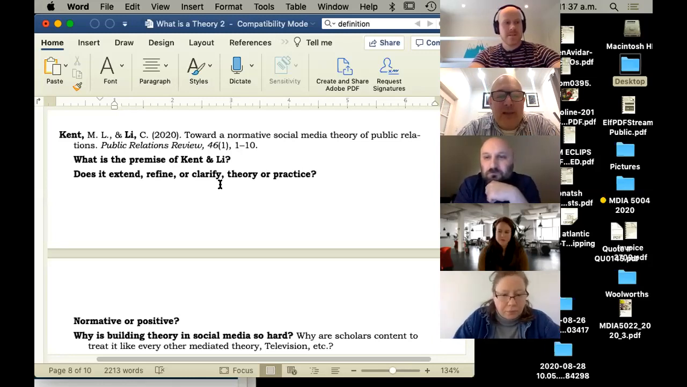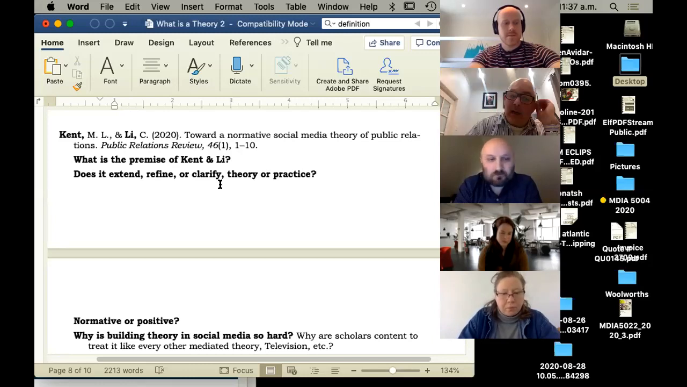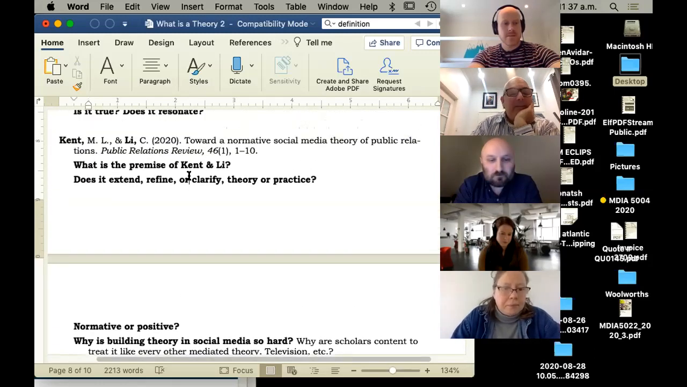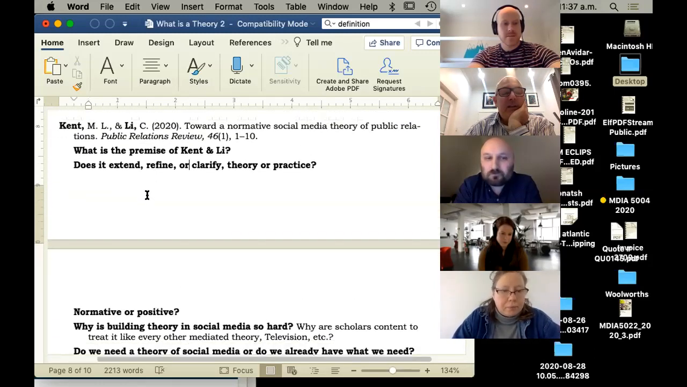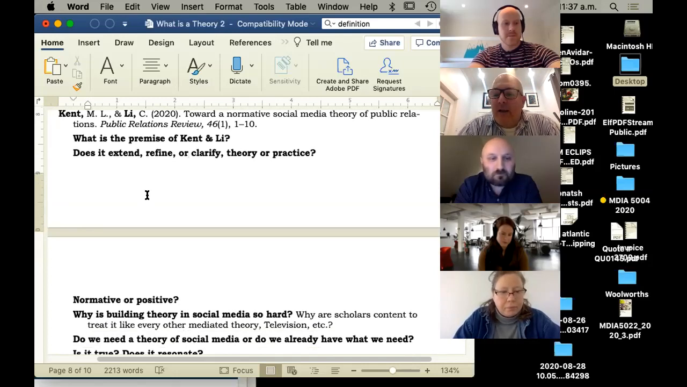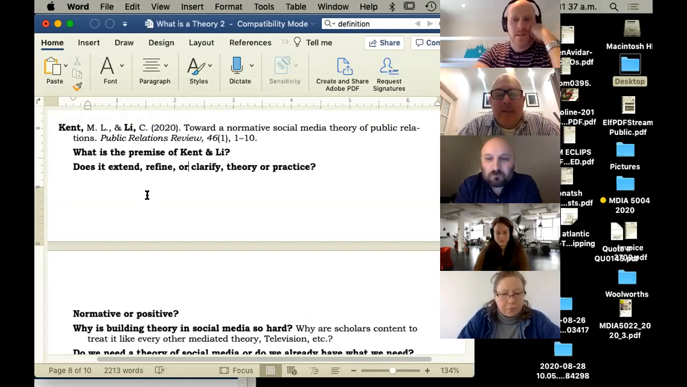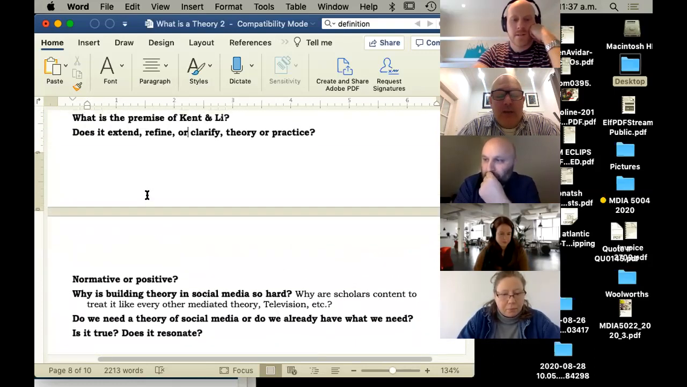So we try to unpack some of that in here, looking at the normative versus positive theory and what does it mean. And so the questions I ask here are, what is the premise of the piece? Does it extend, refine, or clarify? I think the same thing I had just argued before about, does it extend? Well, we're trying to not necessarily extend in this case, we're trying to refine and clarify practice, theory and practice. And is it normative or positive?